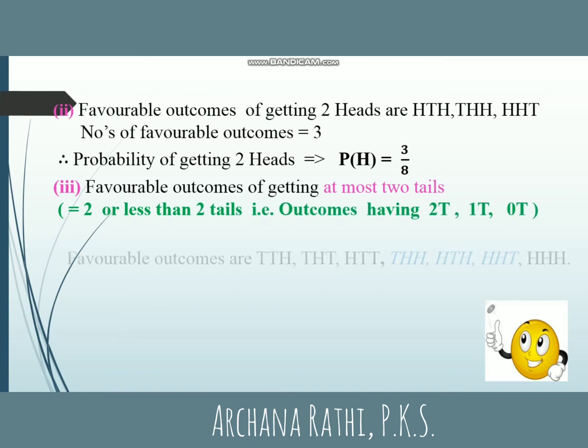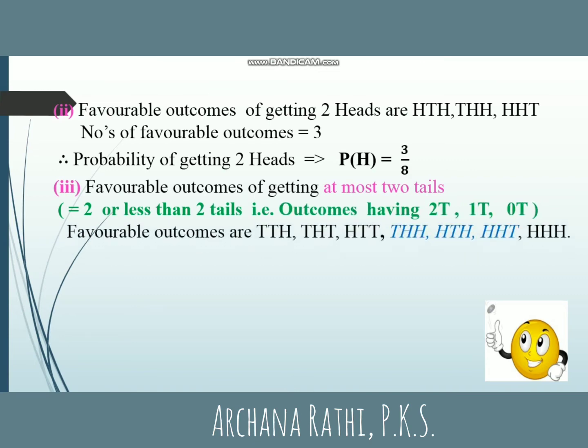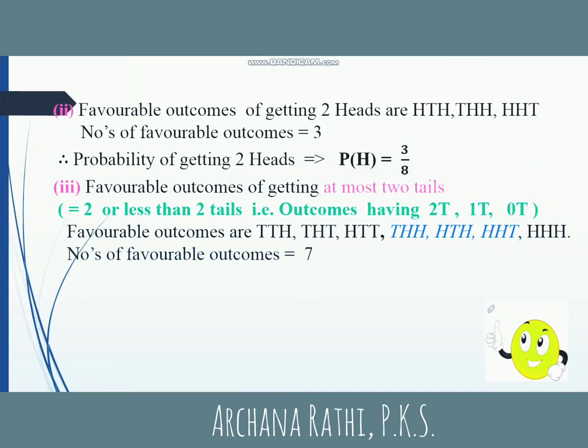Okay, now therefore favorable outcomes with 2 tails: these three options are there, 3 outcomes. For 1 tail again 3, and for 0 tails 1 outcome is there. Therefore, the number of favorable outcomes is 7. The probability of getting at most 2 tails is 7 by 8.